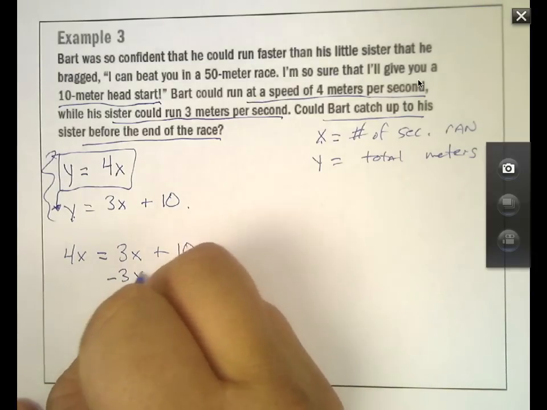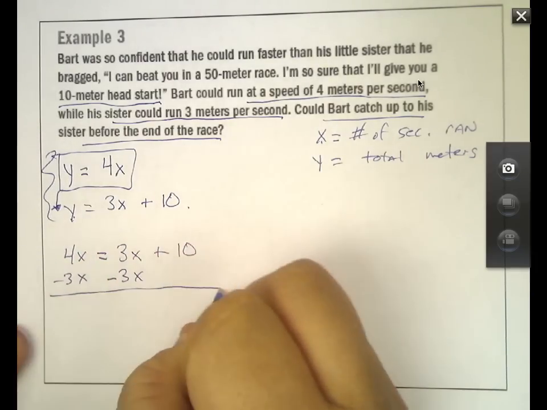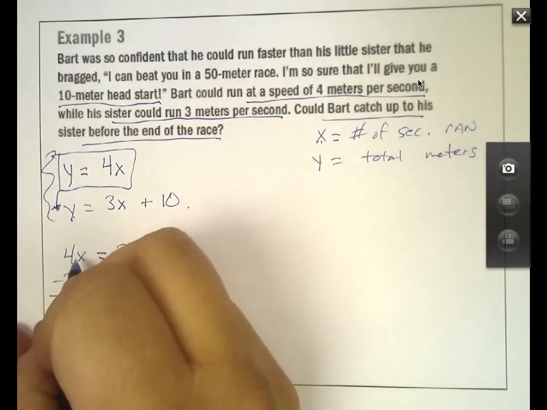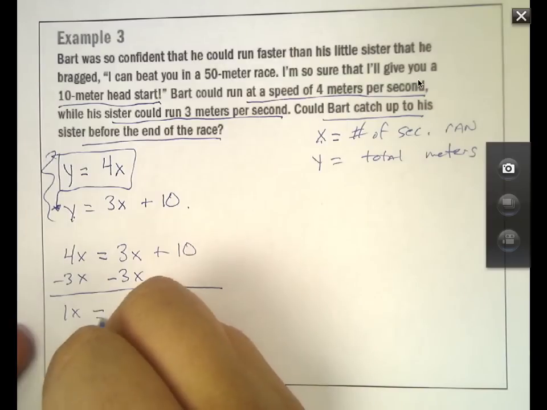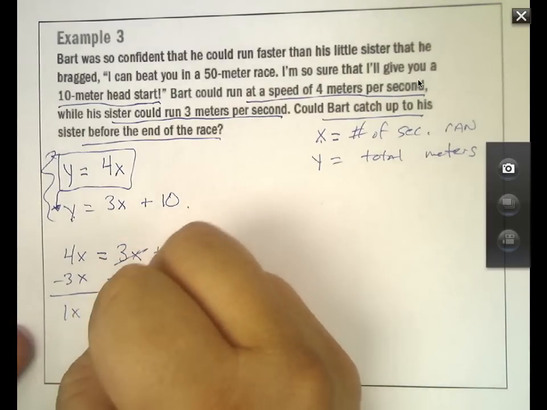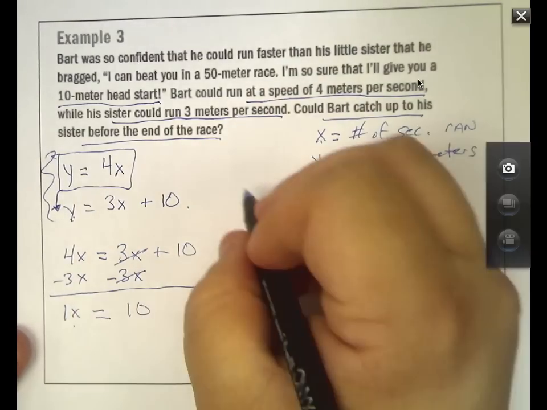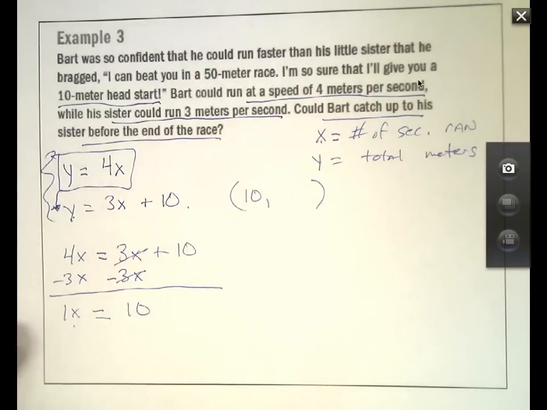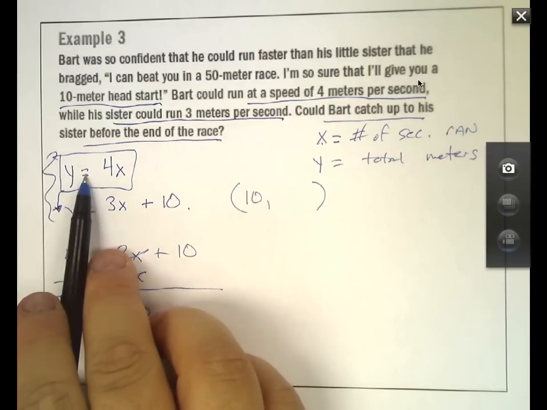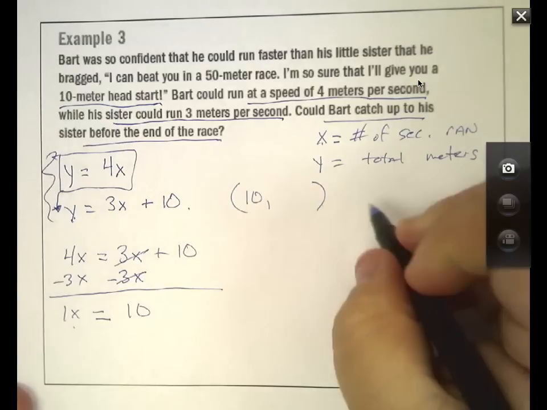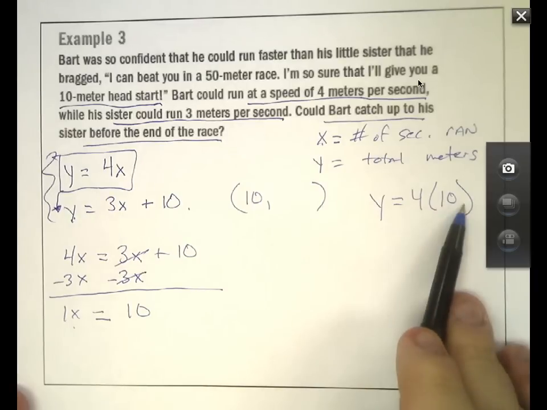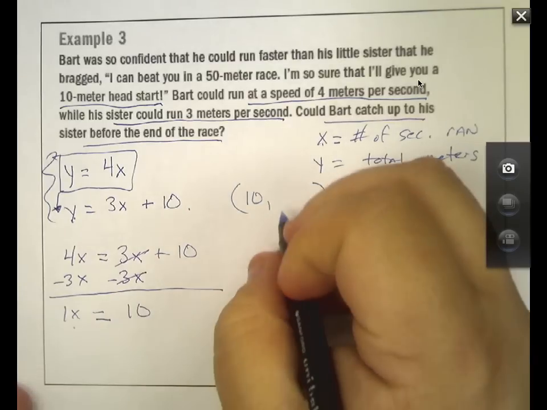I'm going to subtract 3x. Okay? When I subtract 3x, that leaves me with 1x is equal to 10. So x is now 10. That's half of my solution. Okay? Let's find our y. Well, our y is pretty easy. All I have to do is plug it back into this equation. So y equals 4 times, what's x? 10. Okay? 4 times 10 is 40.